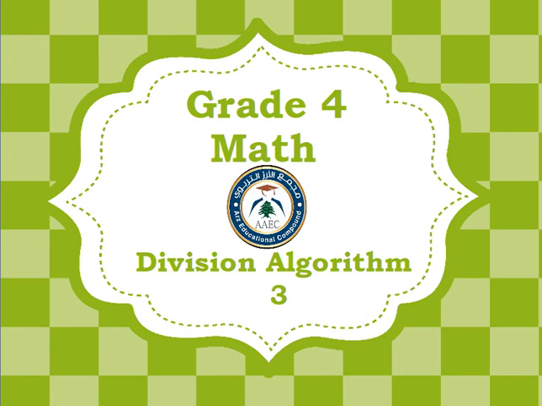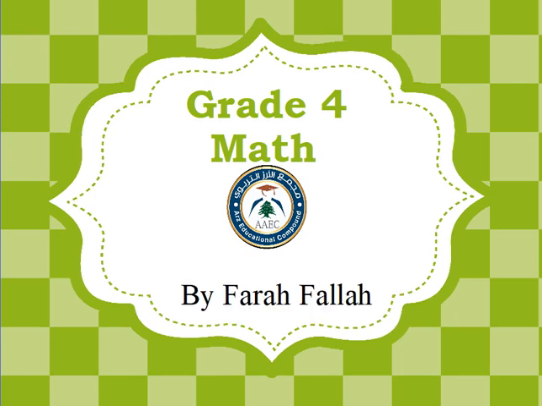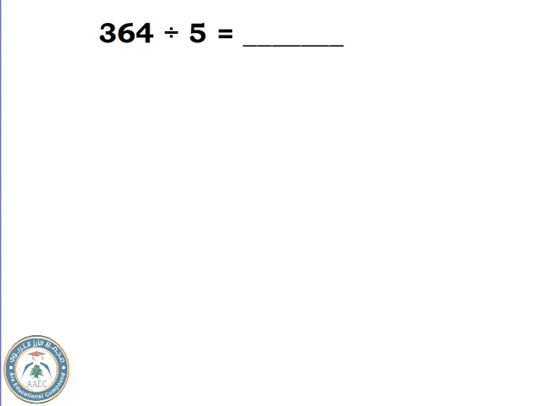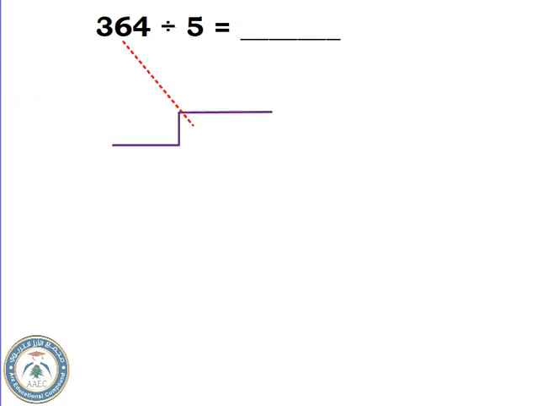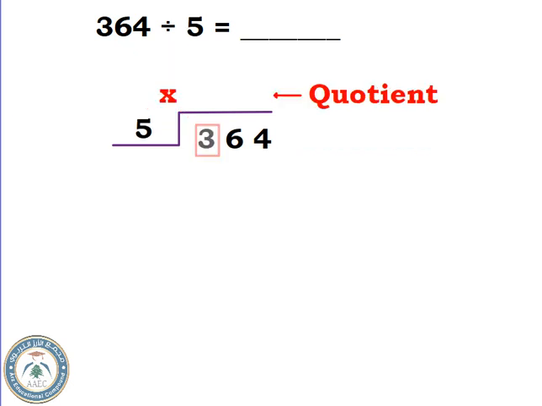Division algorithm 3. Suppose that we have these numbers now: 364 divided by 5. This is the dividend, 5 the divisor. The division block goes here, that 5 goes there, the quotient goes up.